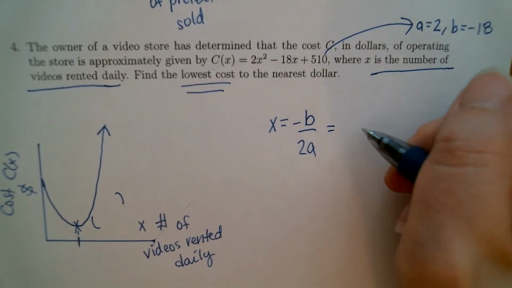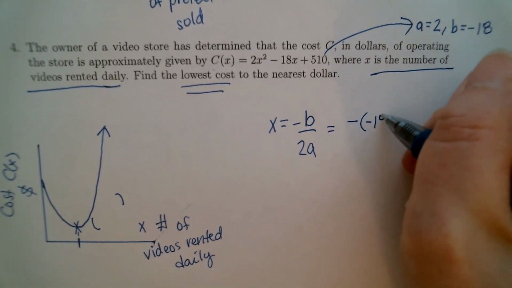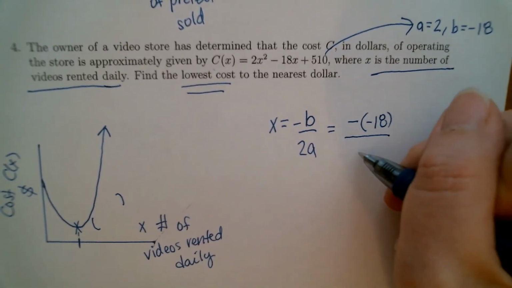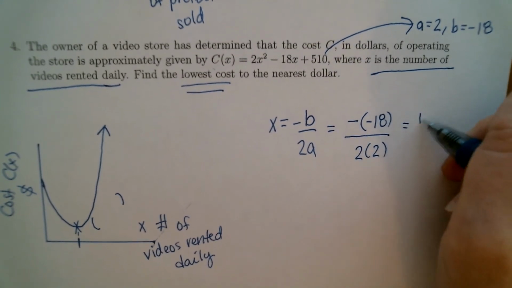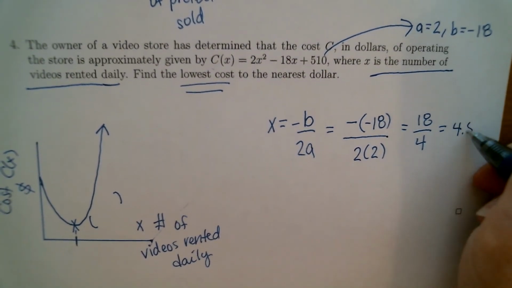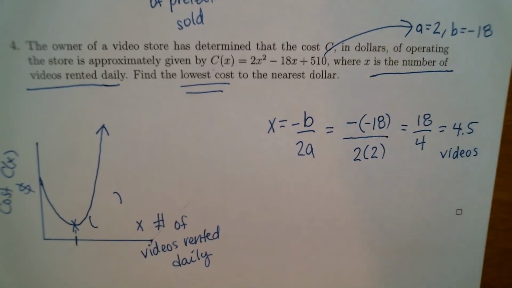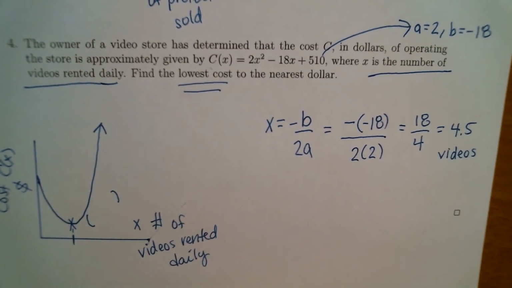So we're going to get, be careful here, negative is part of the formula and then B is negative 18. You're going to divide that by 2A, so this is going to be 18 over 4. If you put that in your calculator, 4.5, and remember X represents videos. Yes, if you rent 4.5 videos a day, that's going to minimize your cost. I didn't write this problem. I'll tell you where I got it from in a few minutes. Anyway, we're going to pretend that you can rent 4.5 videos a day.